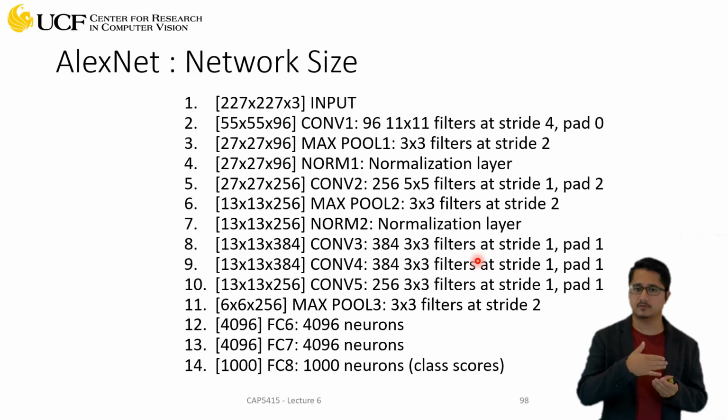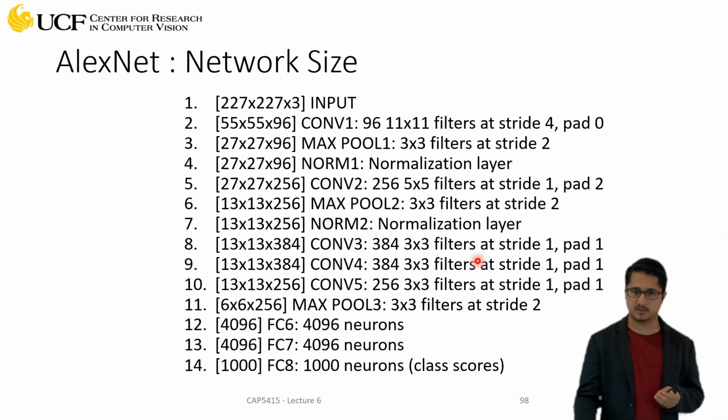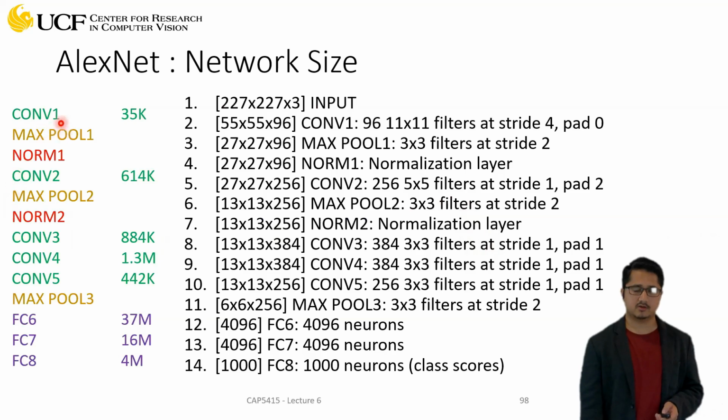So irrespective of which framework you're going to use, your network will not change if you use these set of parameters. You can use PyTorch, you can use maybe TensorFlow. The architecture is fixed. So now let's quickly look at the number of parameters we have in each of these layers. The first layer we already saw had roughly 35,000 parameters.